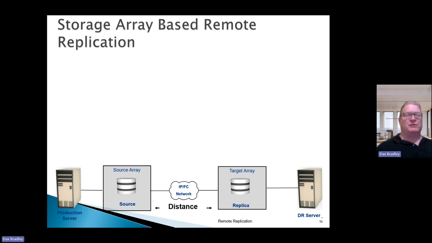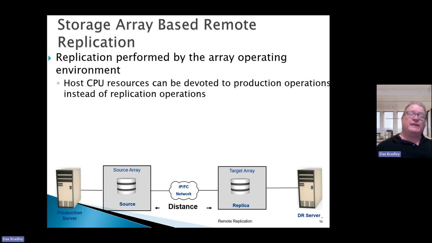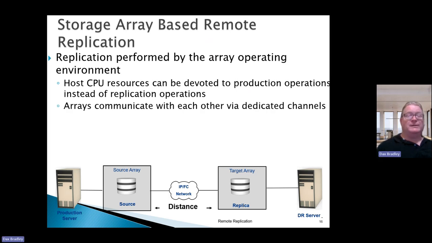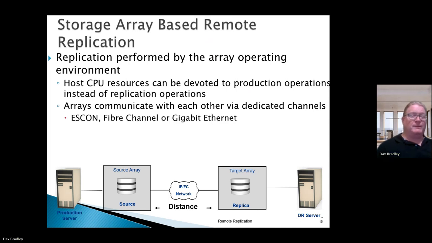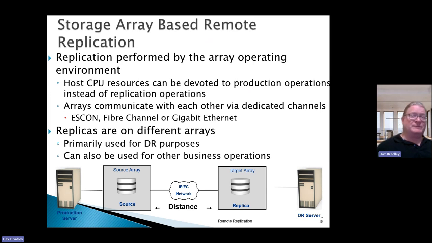In storage array-based remote replication, replication here is performed by the array operating environment. The host CPU resources can be completely devoted to the production operations instead of replication operations. Arrays will communicate with each other via dedicated channels, and that's all that they do. It can be ESCON, fiber channel, or gigabit Ethernet, or GigE. And replicas are on different arrays. They're primarily used for DR purposes and can also be used for other business operations.